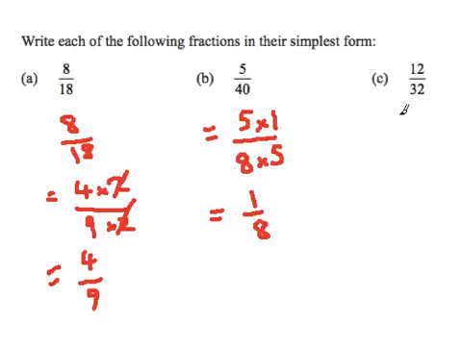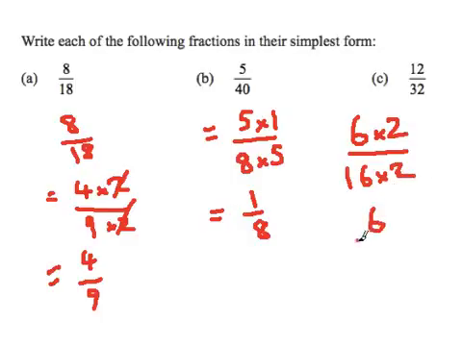In the final example, I've got 12 and 32. I can break the 12 down into 6 times 2. I'm going to do that. 6 times 2. And the denominator, the bottom part of the fraction, I'm going to say that that's 16 times 2. Now the 2's can cancel here. That leaves me with 6 over 16.